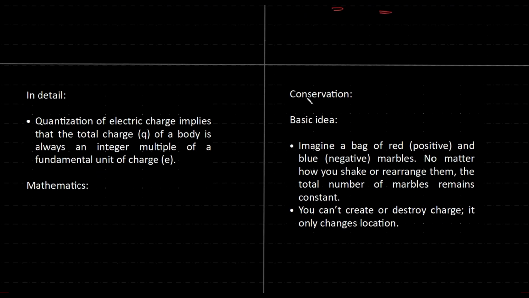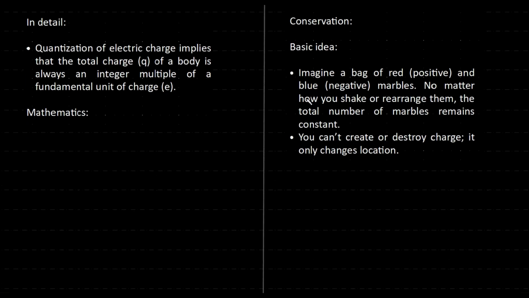So basically, if I have to talk about quantization, this is what you have to write in the exam. Quantization of an electrical charge implies that the total charge of a body is always an integral multiple of the fundamental unit of charge, that is the electron. So mathematically, it will always be in this manner, where n belongs to natural numbers.